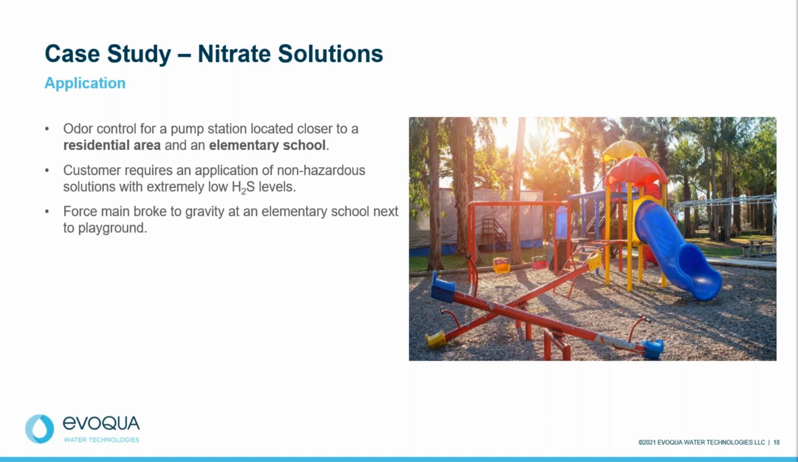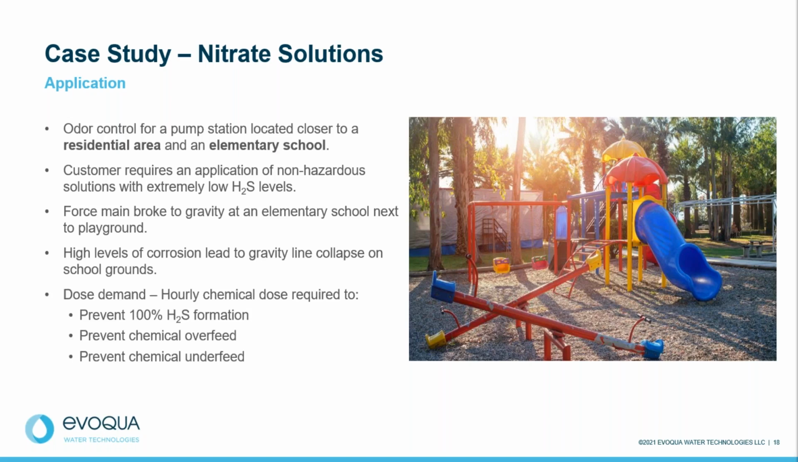This location has a pump station with a force main that is breaking into gravity right at the playground of this elementary school. It had a history of high levels of corrosion, which led to a gravity line collapse on the school grounds itself. The customer also requested a chemical dose demand with a clear hourly chemical dose required to prevent 100% formation of hydrogen sulfide gas, and also to prevent over and underfeed of chemical treatment.